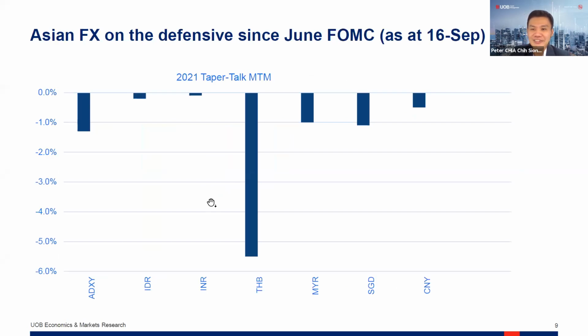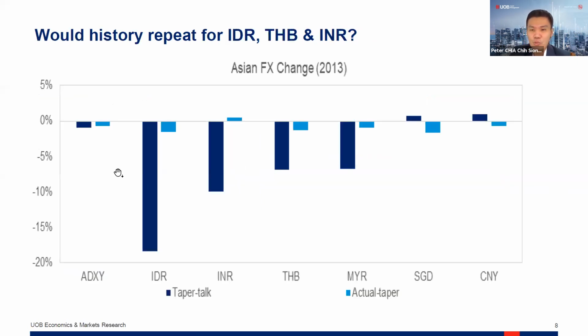What's happening right now, ever since June, like what Koon Hao shared, was a landmark meeting, because the June FOMC is the first time the Fed has started to talk about tapering. From then you can see that Asian FX as a whole have dropped, but not very similar to what we've seen in 2013, where the drop is more widespread and a lot bigger.